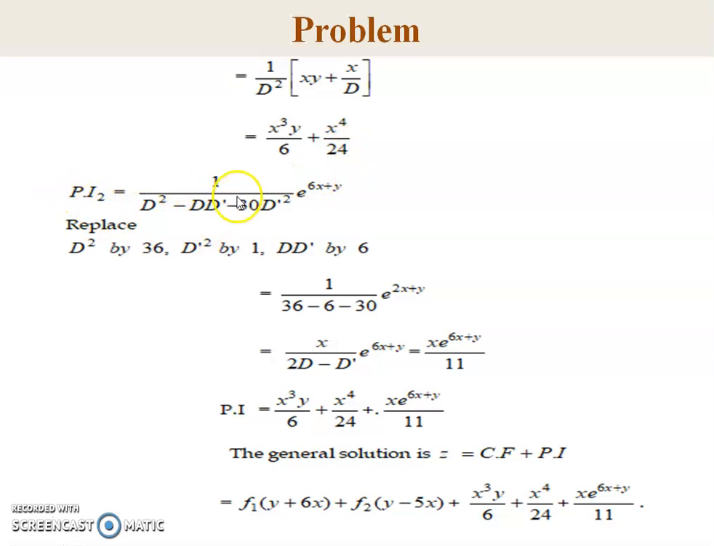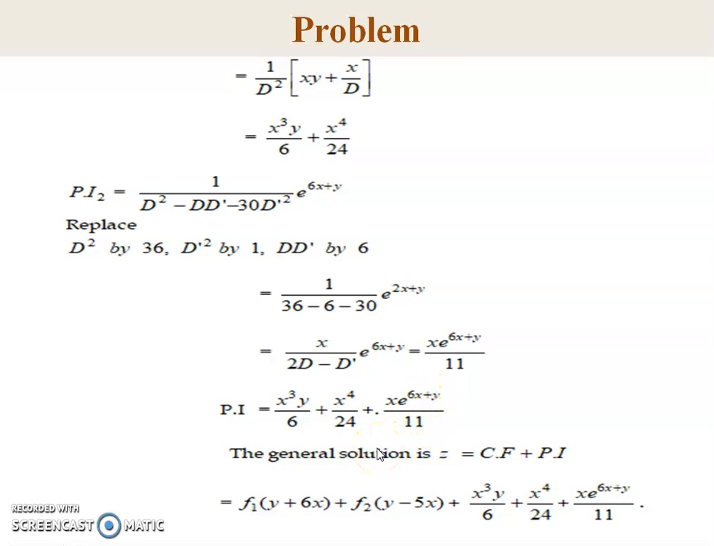Now particular integral 2. This is very simple. Put D equal to 6 and D' equal to 1. If we put like this, we get 0 in the denominator. To avoid this, differentiate the denominator with respect to D. So we put 2D minus D' and multiply by x. Now put D equal to 6 and D' equal to 1. So we have x into e power 6x plus y by 11. Therefore the particular integral is x cube y by 6 plus x power 4 by 24 plus x into e power 6x plus y by 11.